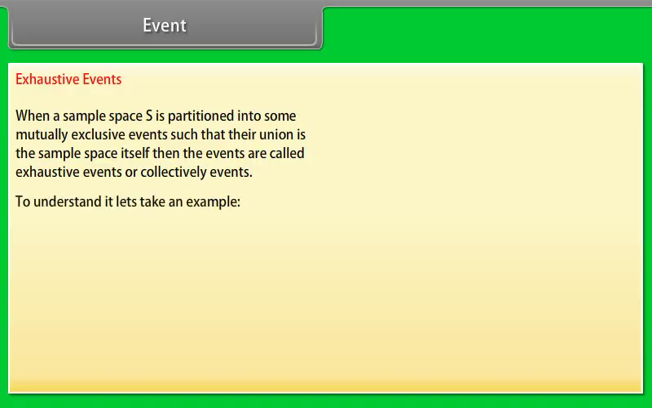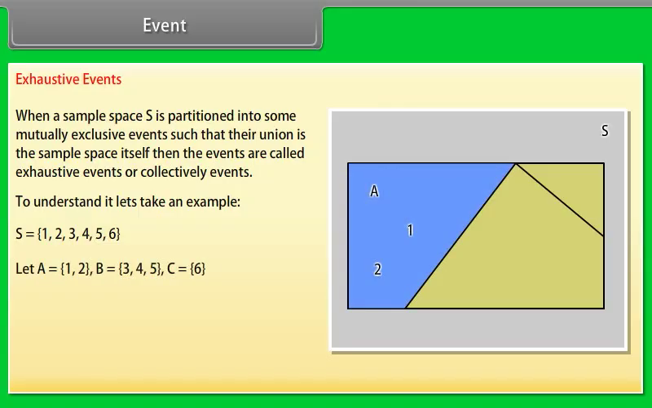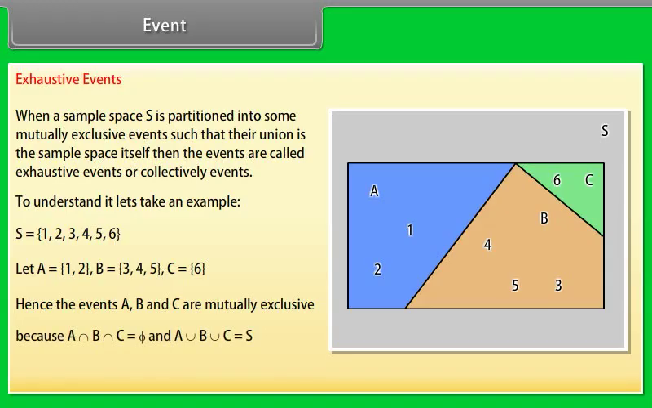To understand it, let's take an example. S is equal to {1, 2, 3, 4, 5, 6}. Let A is equal to {1, 2}, B is equal to {3, 4, 5}, C is equal to {6}. Hence the events A, B and C are mutually exclusive because A intersection B intersection C is equal to phi, and A union B union C is equal to S. So the events A, B and C are exhaustive events.